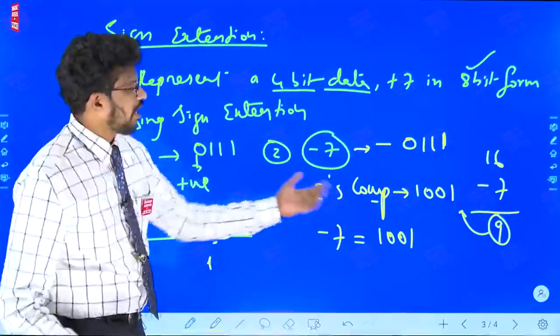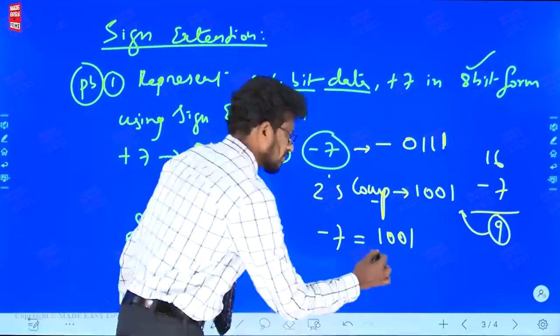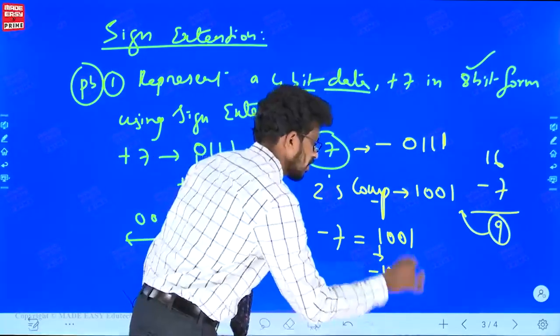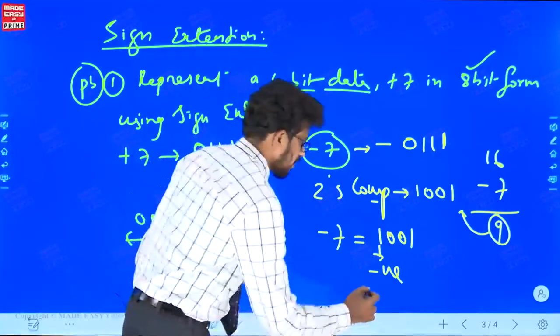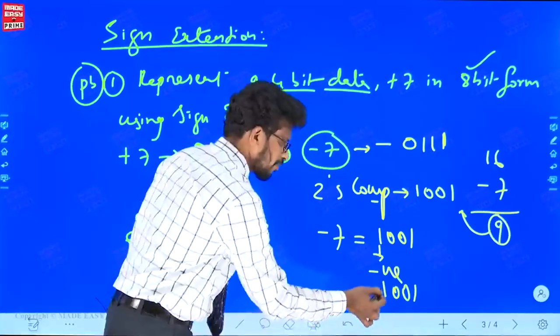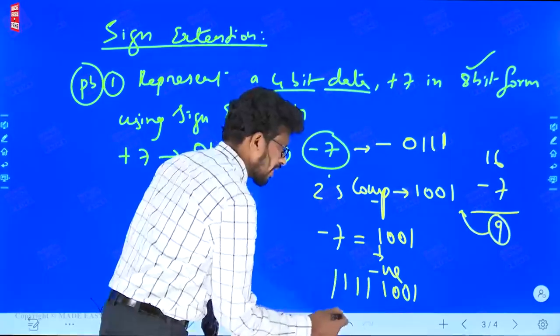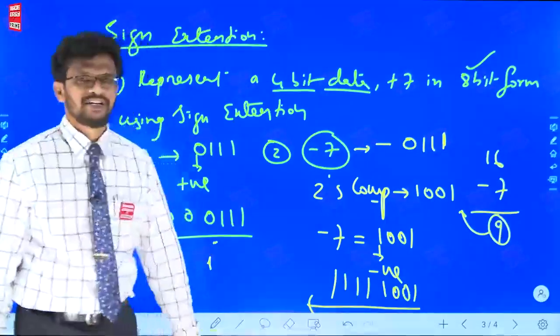Now this data I have to represent in 8-bit form. Take the sign bit. This one is negative, right? Negative value. So take the sign bit and go on repeating. The value was 1, 0, 0, 1. Repeat the sign bit for the remaining number of bits. I want 8 bits, so you just write 1, 1, 1, 1, 1, 0, 0, 1. That is how you get it.